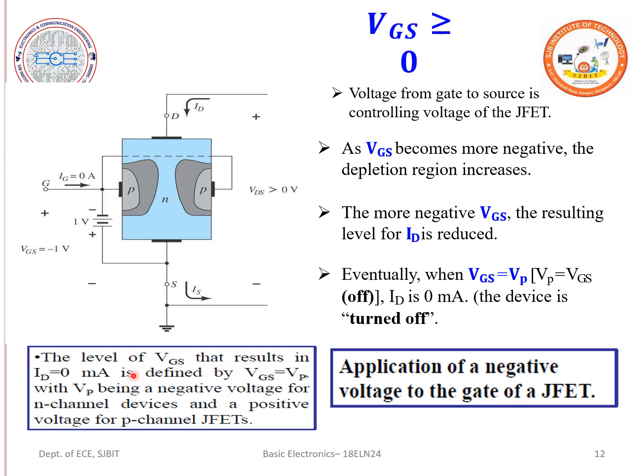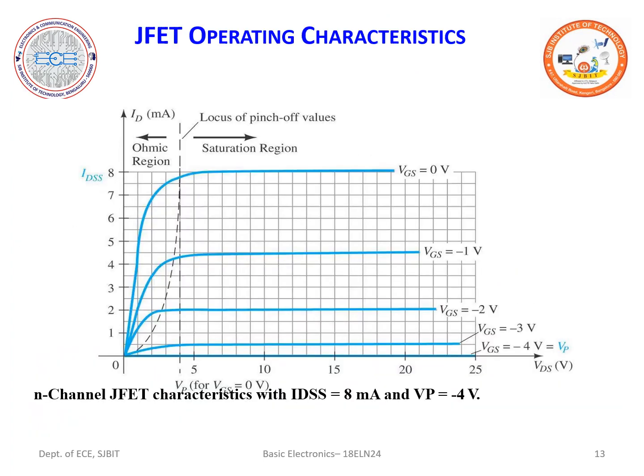The level of VGS that results in ID equal to 0 milliampere is defined by VGS equal to minus VP, with VP being a negative voltage for the N-channel devices and a positive voltage for the P-type JFETs, right? So for the P-type JFETs, we have the pinch off voltage, that is the VGS voltage, as positive, whereas for the N-type JFETs, we have VGS equal to minus VP, because we are applying it in the reverse biased condition.